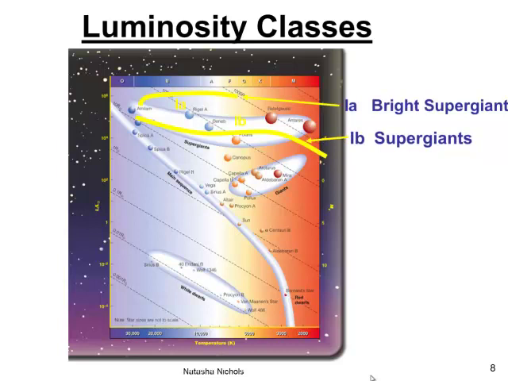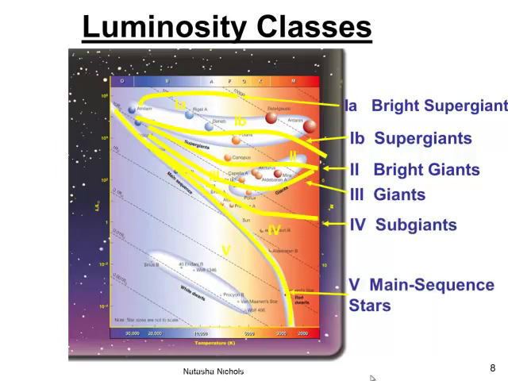The star Adhara is a bright giant, classification 2. Aldebaran is a giant, classification 3. And Altair is a subgiant, classification 4. Ceres and Vega, just like the Sun, are main sequence stars, classification 5. When we give the description of a star, its luminosity class appears after the spectral type.